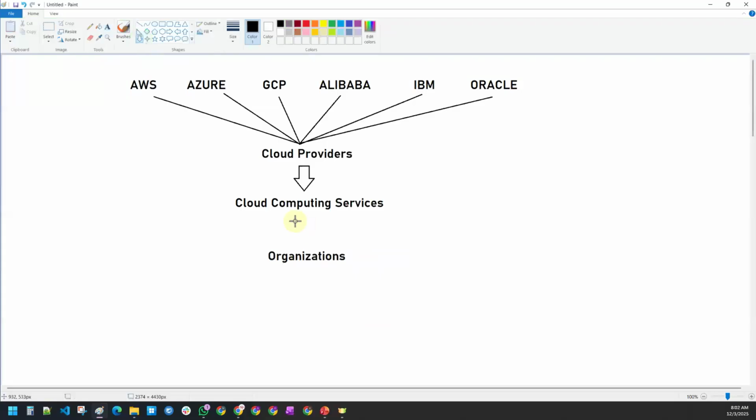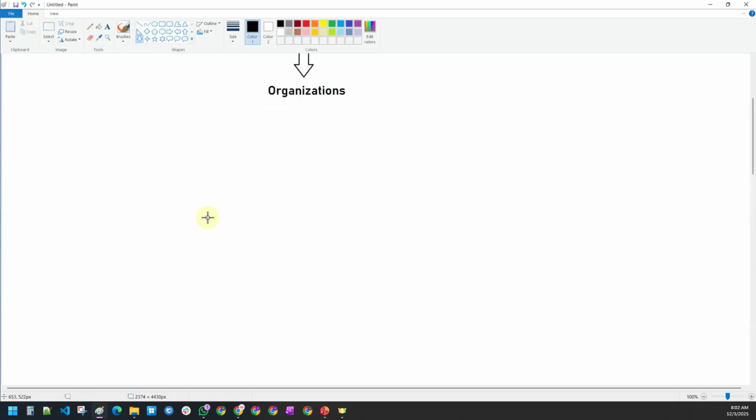What can organizations do with the help of these services? Can anyone tell me? Sir, by utilizing these services, you don't have to build anything from scratch. Okay, maybe let me give you a simple example. Just tell me, assume that you do not have any cloud platform available in the market. Assume that no cloud.